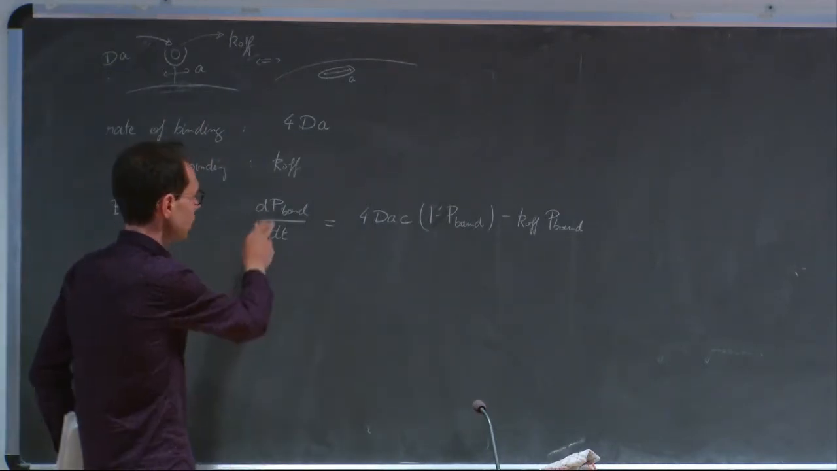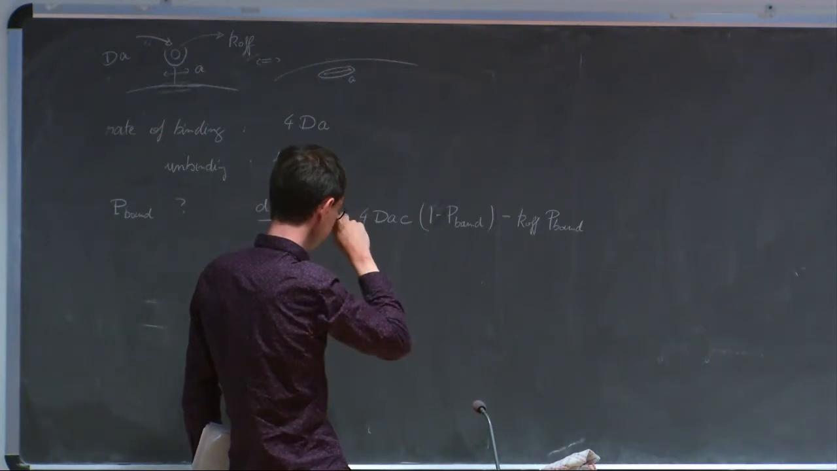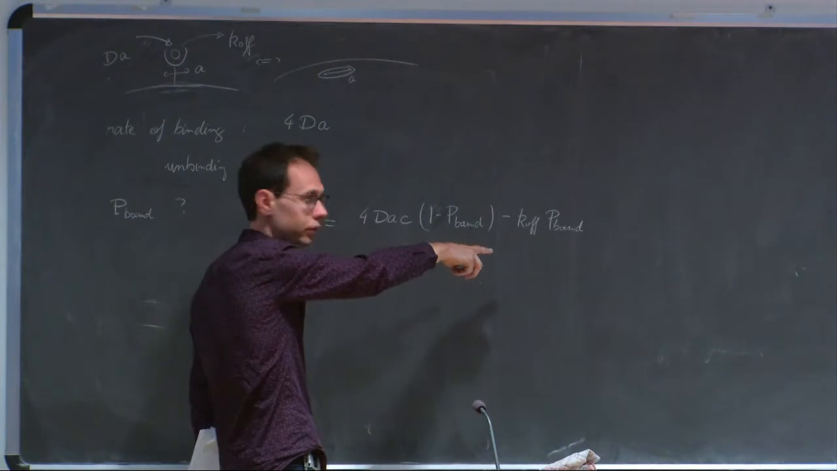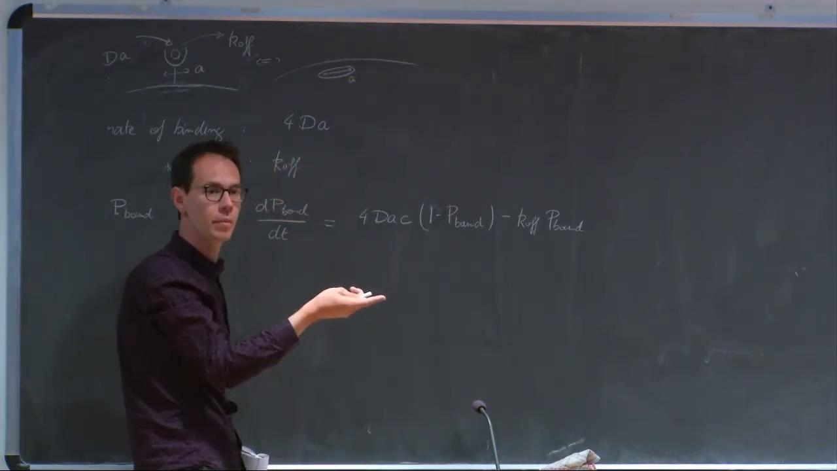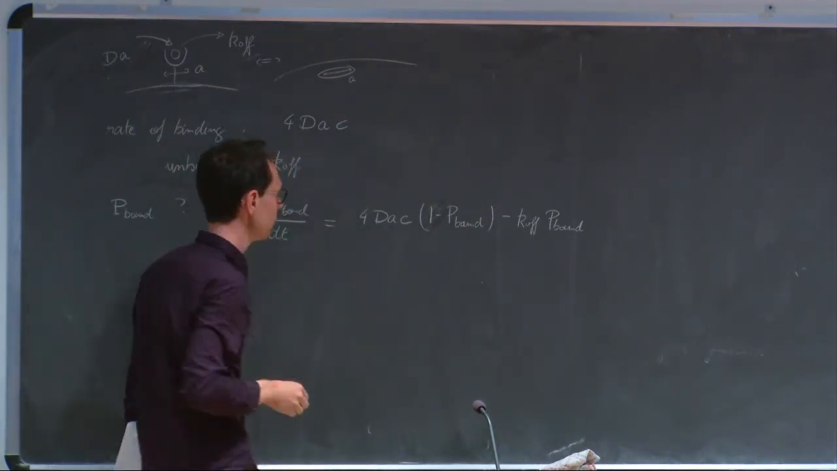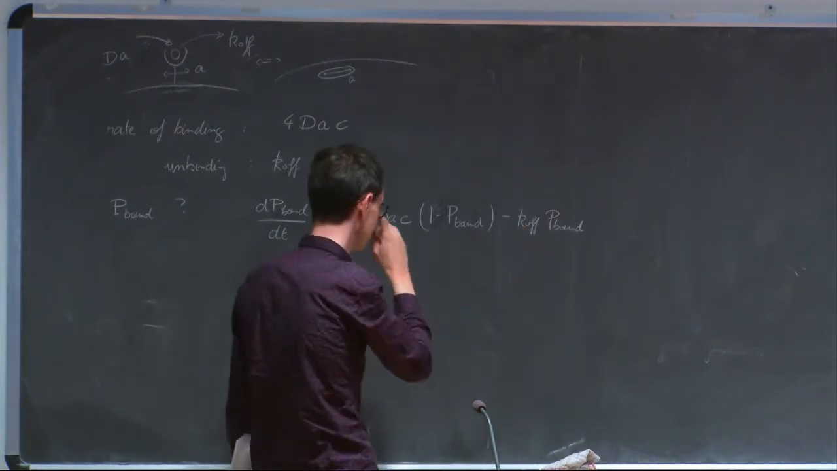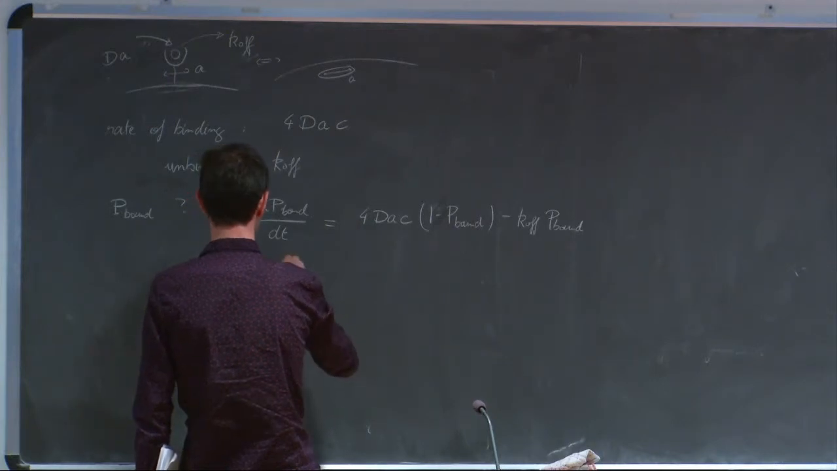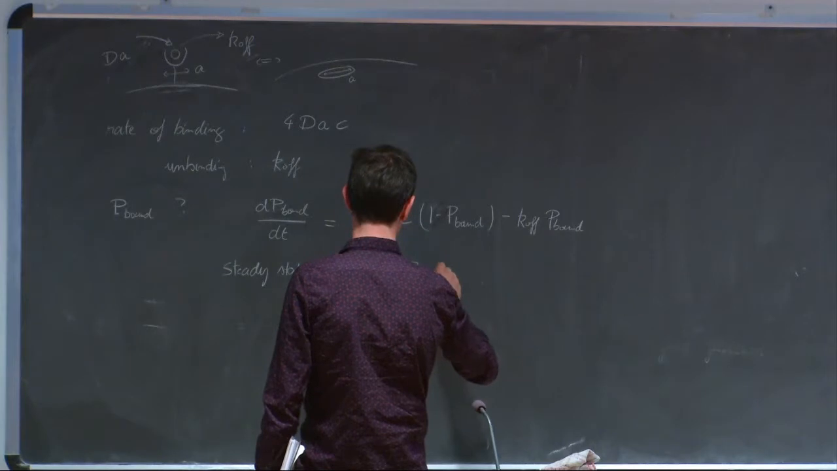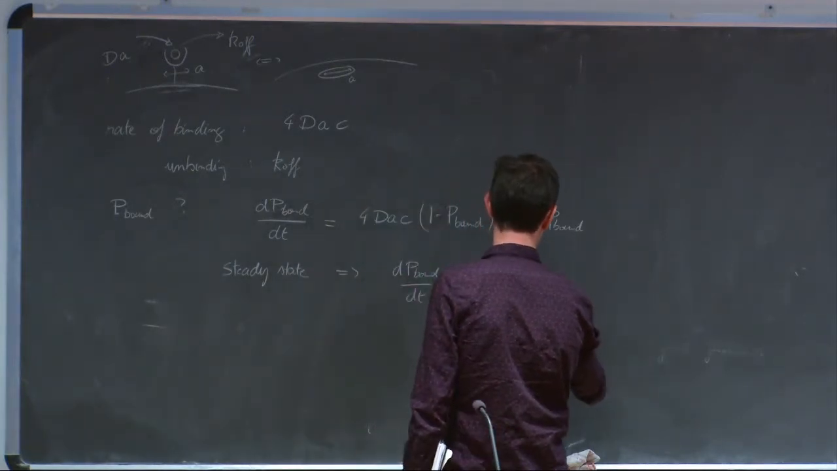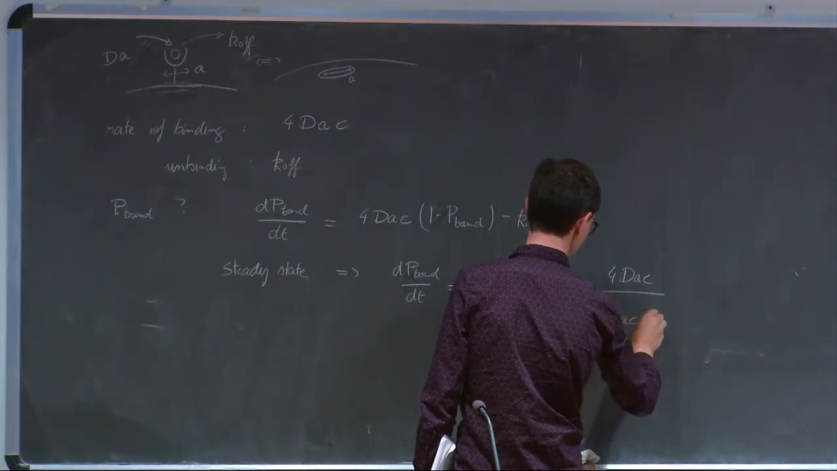which is the following. The probability of being bound as a function of time will evolve according to this equation. When it's unbound, with probability 1 minus P_bound, it binds with the rate 4DA times C, because the rate of binding is for a given molecule, but then you need to multiply by how many molecules there are. So here I should add the C, really. And then once it's bound, with probability P_bound, it can get unbound with rate k_off. So if you solve this at steady state, you find the following result.